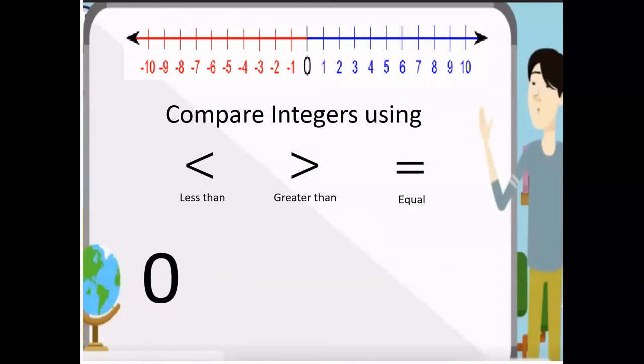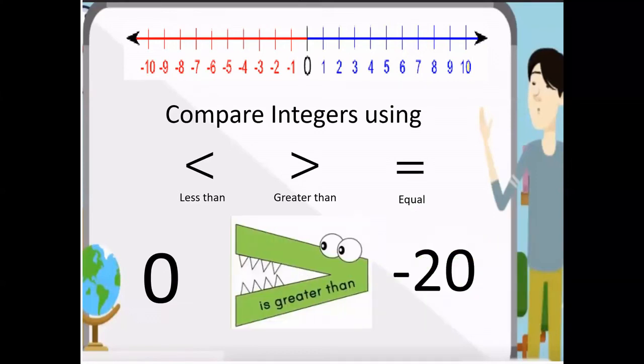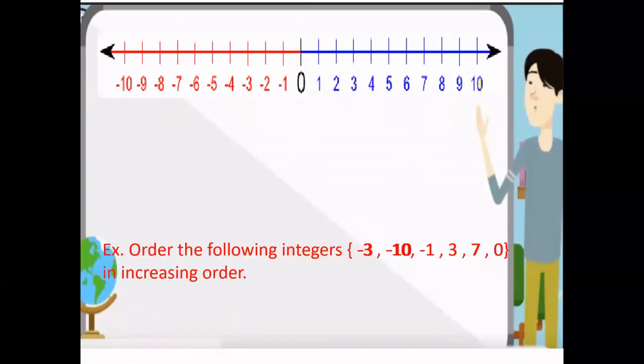Okay, last example. 0 and negative 20. Which one do you think? Of course, it's 0. It's the bigger number. So again, the crocodile is gonna eat the bigger number. So it's the same as this sign, which is greater than. So 0 is greater than negative 20. Okay, so we are done with comparing integers.